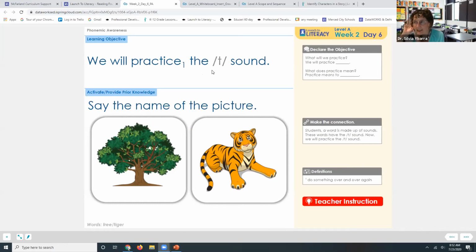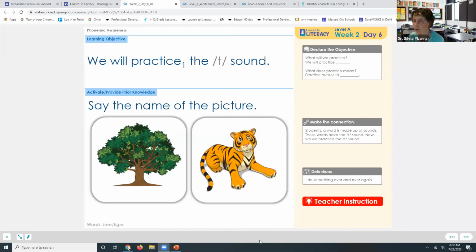We're going to practice the t sound. That means that we're going to say it over and over and over again. Can we go like this? We're going to say it over and over and over again. Very nice. High five. Can you all give me a high five? High five. Very nice. So now, this is what we call activating prior knowledge.